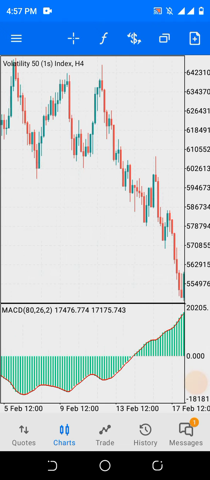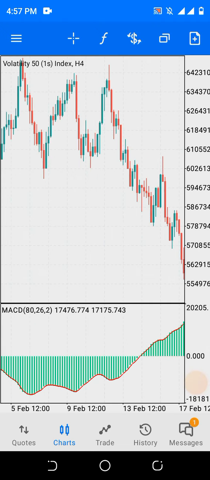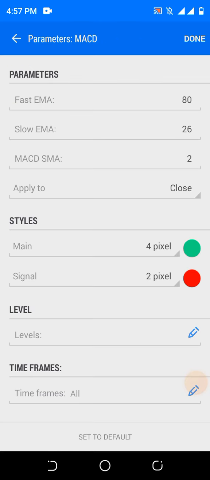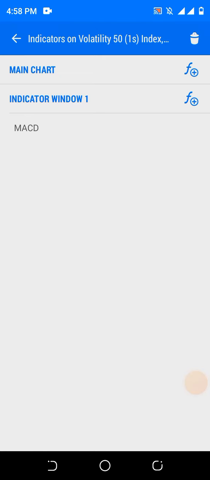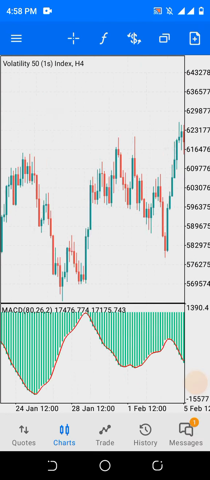But before that, let me show you the settings for the MACD indicator. Fast EMA is 80, slow EMA 26, MACD SMA 2, apply to close. From the side of style, MACD line 4 pixel green, signal line 2 pixel red. This is for the MACD indicator settings. Once I've done setting it this way, you click done. So now this is what our chart looks like.